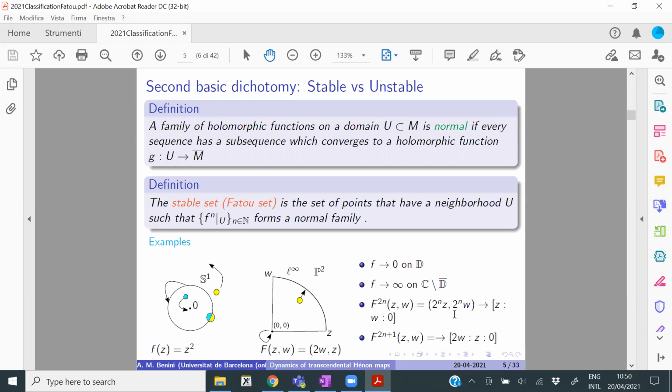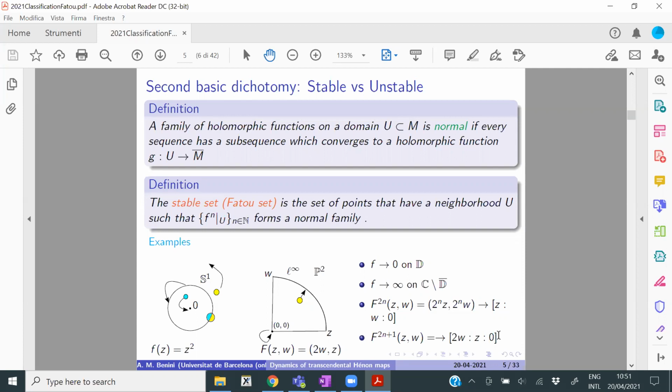You compute the even iterates and the odd iterates, and you get that the even iterates converge to the point on the line at infinity [Z:W:0], while the odd iterates converge to the point [2W:Z:0]. So every point except for 0 is in the Fatou set, but even iterates converge to one point, which depends on [Z:W].